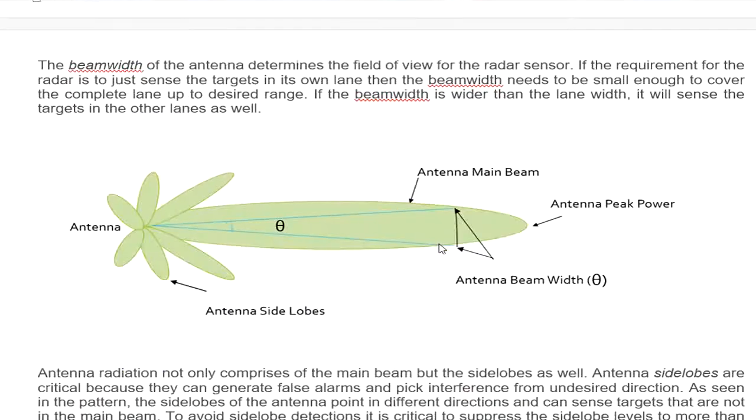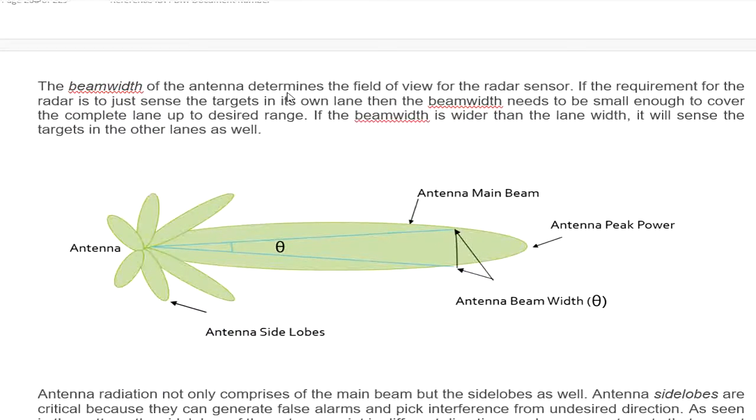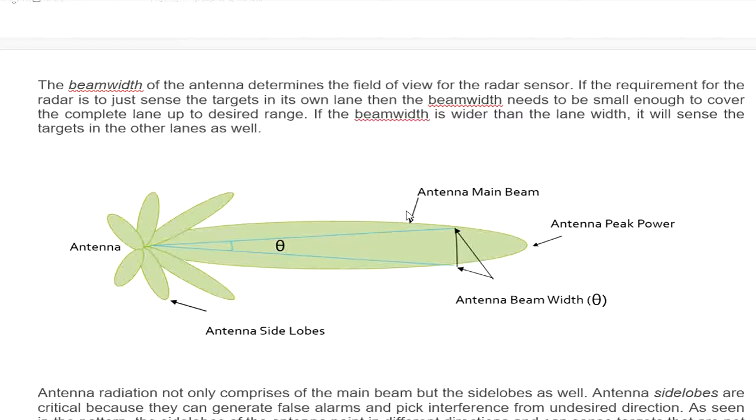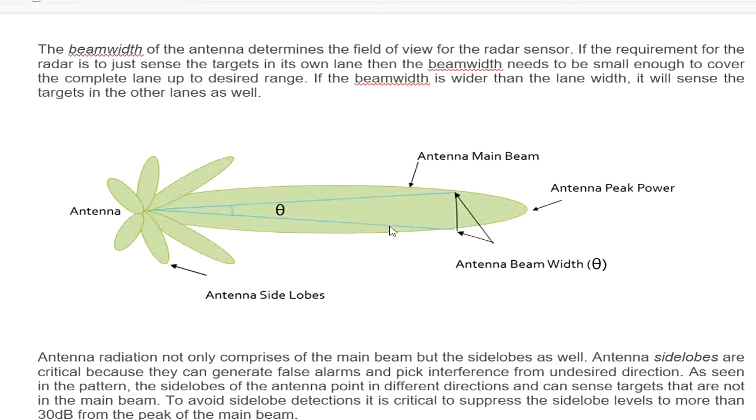So right here they have the definition. The beam width of the antenna determines the field of view of the radar sensor right here. So if the requirement for the radar is to detect the target in its own lane, then the beam width needs to be small enough to cover the complete lane up to the desired range. If the beam width is wider than the lane width, it will detect targets in all the other lanes as well. I mean the beam width right here has to be small enough to cover the lane completely, okay?